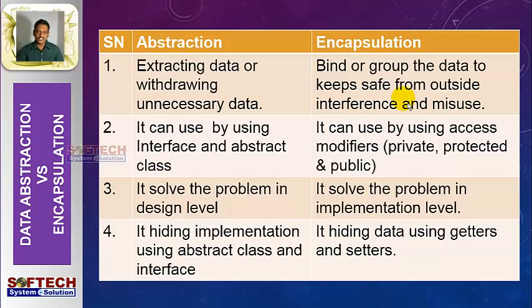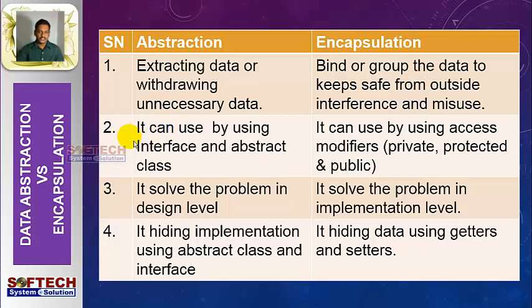In data abstraction, we extract the data. The first difference between abstraction and encapsulation is extracting data, or withdrawing unnecessary data. We select specific data and omit unnecessary data. This is data abstraction. In data encapsulation, we bind or group the data to keep it safe from outside interference and misuse. For data security, we bind or group the data to keep it safe from outside interferences and misuse.